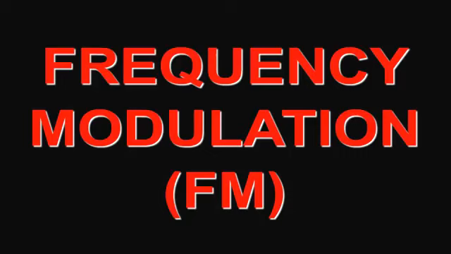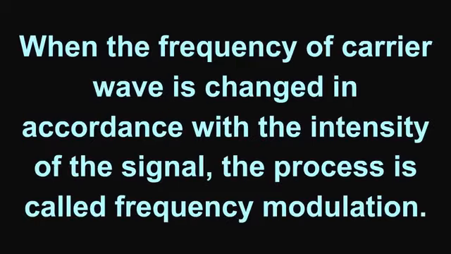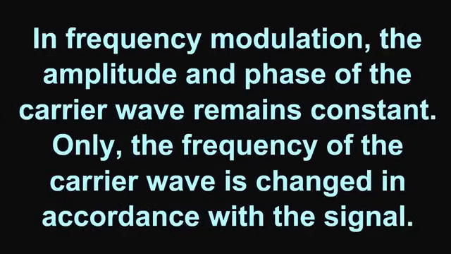Explain frequency modulation, that is FM. When the frequency of the carrier wave is changed in accordance with the intensity of the signal, this process is called frequency modulation. In frequency modulation, the amplitude and phase of the carrier wave remain constant. Only the frequency of the carrier wave is changed in accordance with the signal.